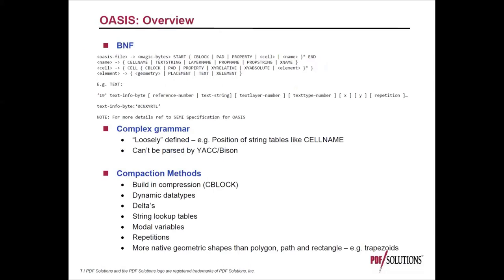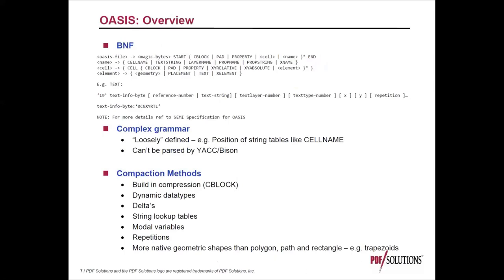So now let's look at OASIS. Again, here is the BNF. Interestingly enough, they have a BNF in the OASIS documentation. And a funny side note is you can't actually use a grammar to parse the file. So you can't use YACC, for instance, to parse OASIS. It's impossible. I'll tell you why in a moment.